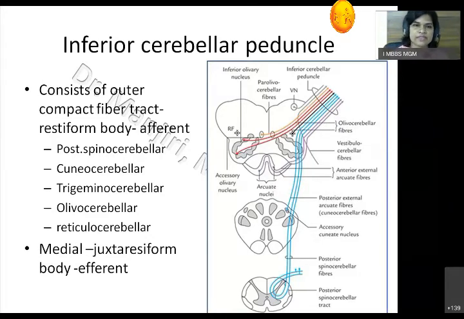So it is divided into 2 parts. That is, one part is afferent, one part is efferent. So the afferent part is called as a restiform body. It consists of number of fibers. Some, you know, that is posterior spinocerebellar.